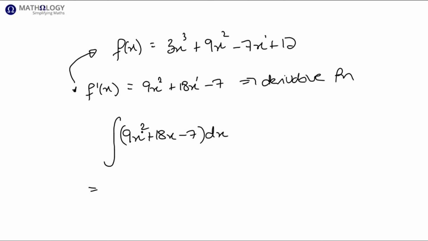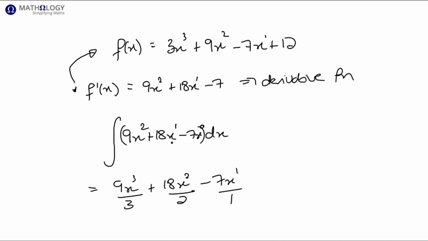Now when we integrate, we are going to be adding 1 to the exponent, and then we're going to divide the term by that new exponent. So we're going to add 1 to 2, 9x to the 3, and then we divide by 3, plus 18x, this is x to the power of 1, so we're going to add 1 to 1, which is 2, and then we divide by that new exponent, which is 2, minus 7, this is now x to the 0. We add 1 to 0, so we'll have x to the 1, and then we divide by 1.